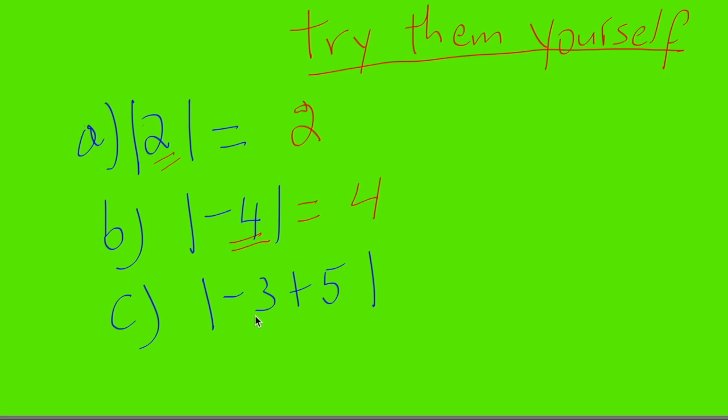So in this case, we need to simplify what's inside first. Negative 3 plus 5, and that's 2. We keep the sign of the larger number, which is 5. Now we have absolute value of 2, which is positive 2.